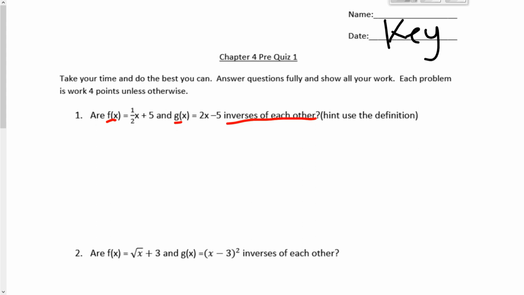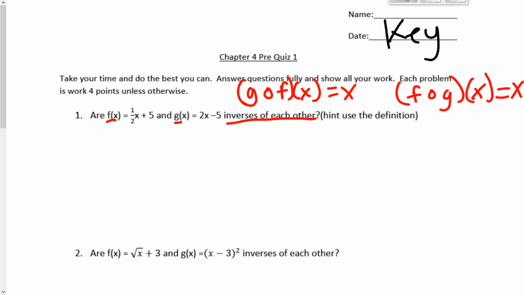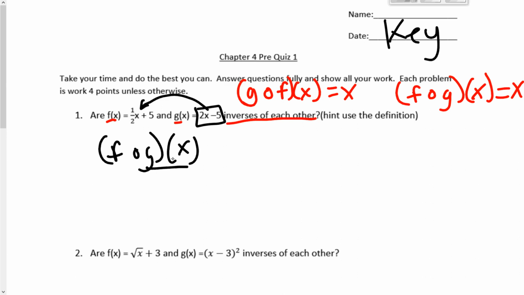The definition says that if g of f of x is equal to x, and it's actually both of these, and f of g of x equals x, then these two functions are inverses of one another. So I had to put this one into this x, and then do vice versa. Okay, let's do this. This one would be f of g of x, so I'm plugging g into f.